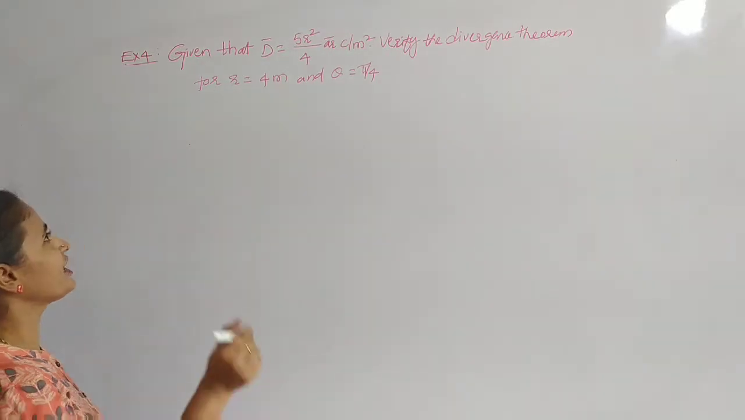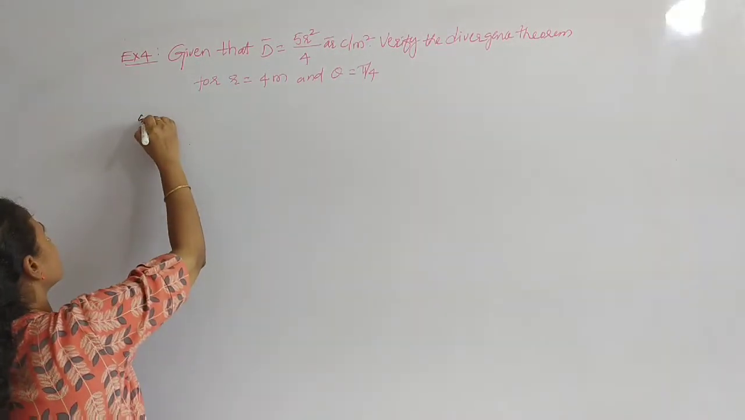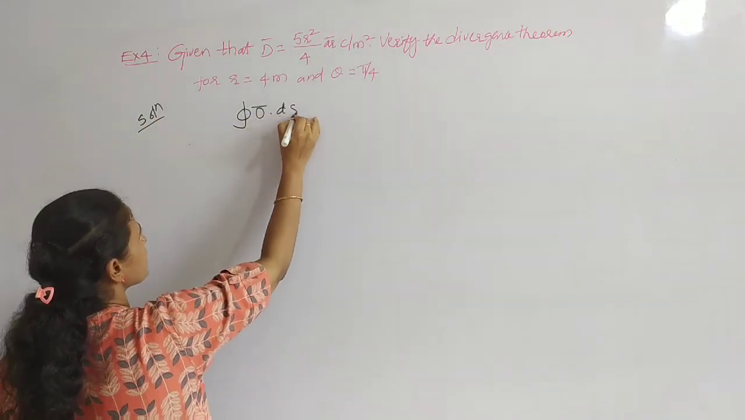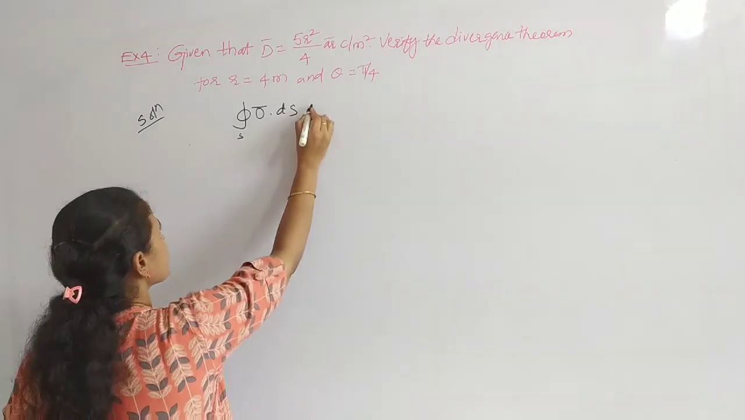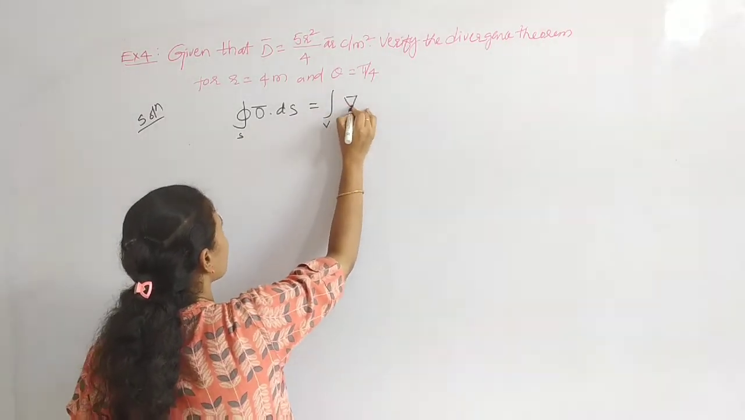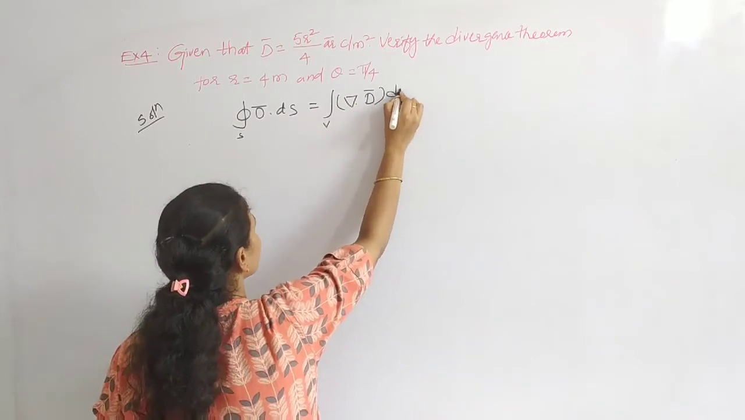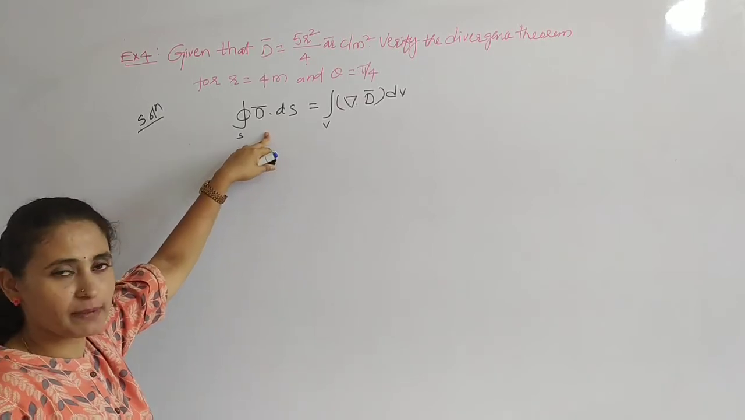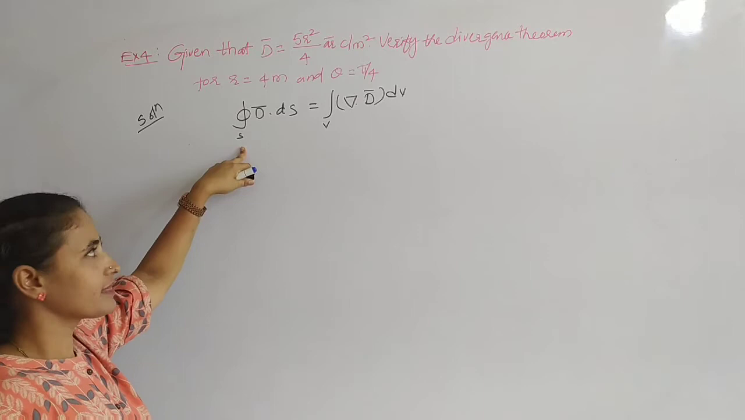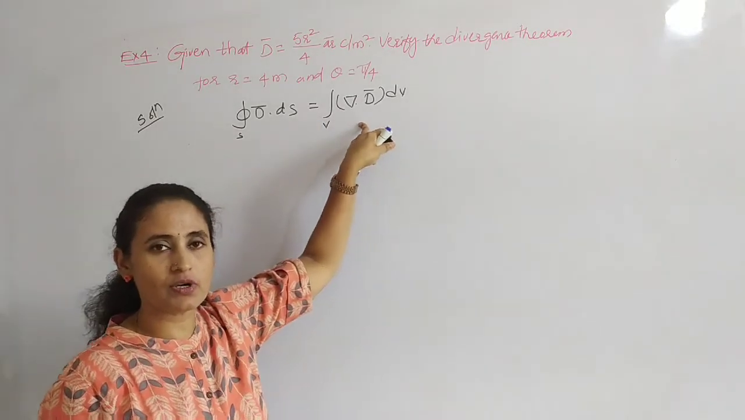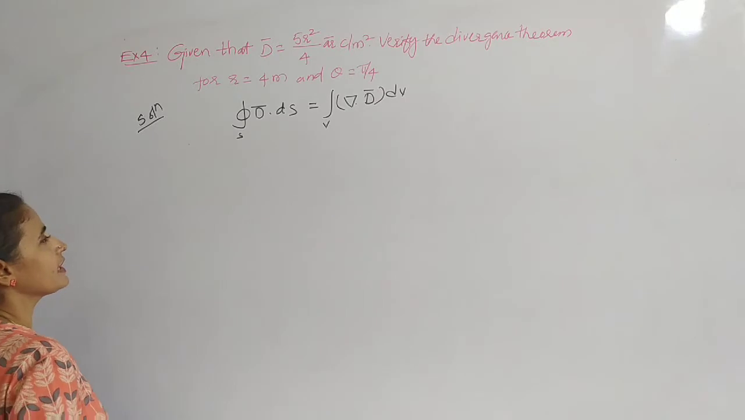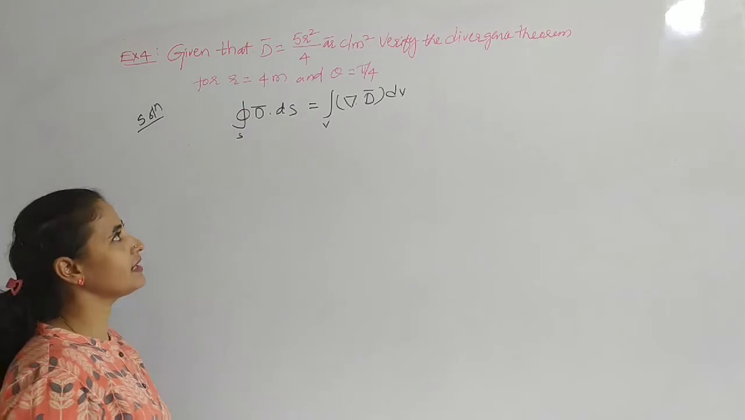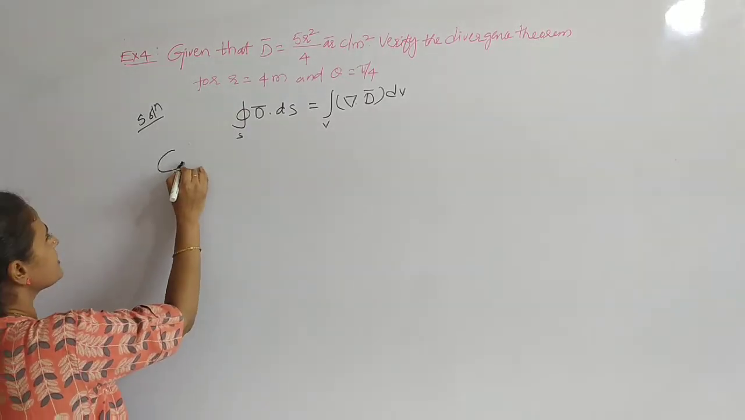If you want to verify the divergence theorem, what the divergence theorem states is that the flux passing through the closed surface, the surface integral, is equal to the volume integral of divergence of D bar into dv. Let us consider the LHS. We will get some value for D bar dot ds bar over the surface integral. Then we will calculate the RHS value also, and see whether both are equal or not. If they are equal, then the divergence theorem for the given problem has been verified. Now consider LHS.